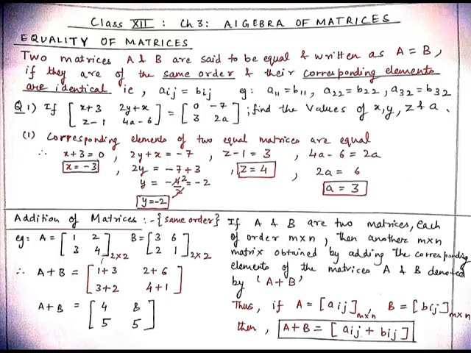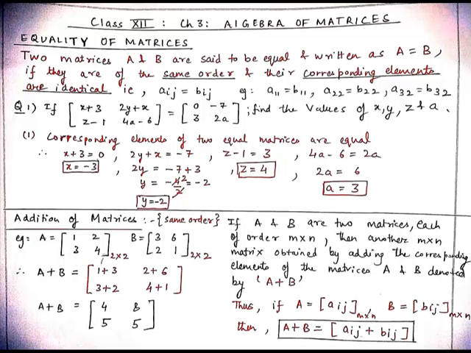So based on equality of matrices, we will do one question: if the matrix with x plus 3, 2y plus x, z minus 1, 4a minus 6 is equal to the matrix 0, minus 7, 3, 2a, then find the value of x, y, z and a. Now students, in this question, the corresponding elements of two equal matrices are equal and their orders are also the same. So on comparing the first element, x plus 3, with the first element of the corresponding matrix, which is 0, x is equal to minus 3.